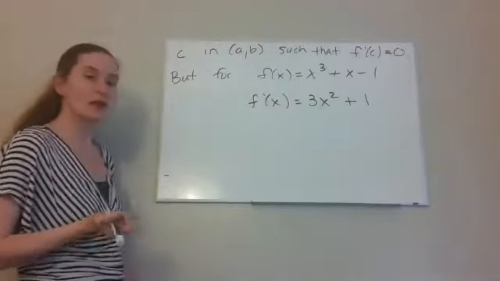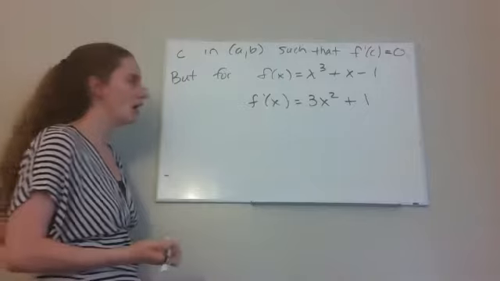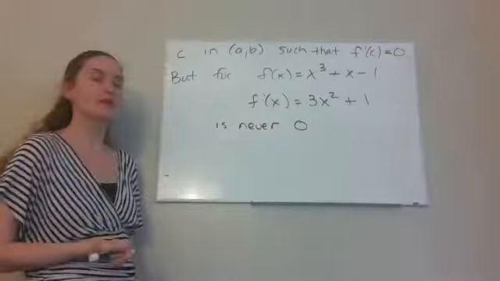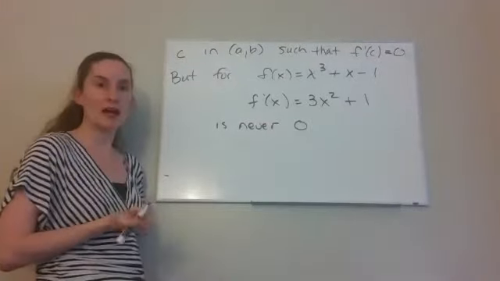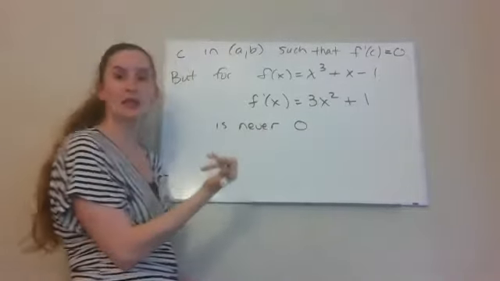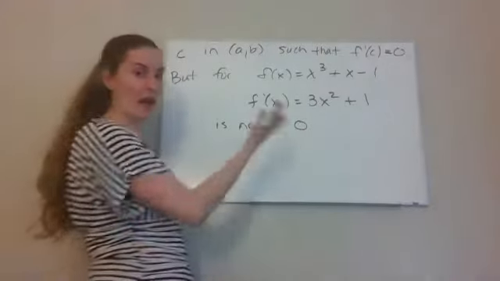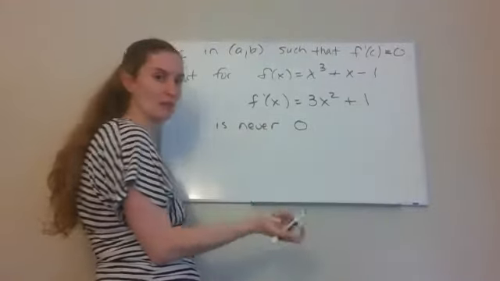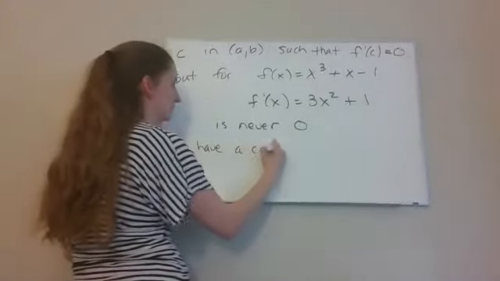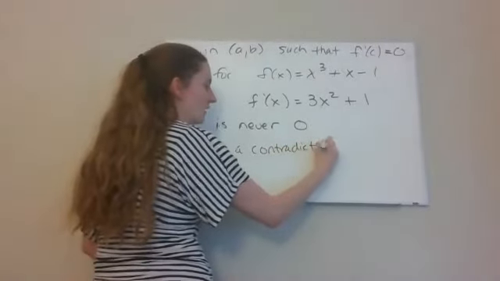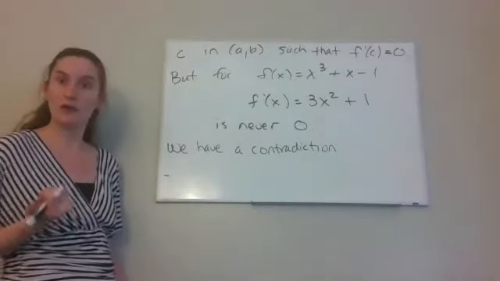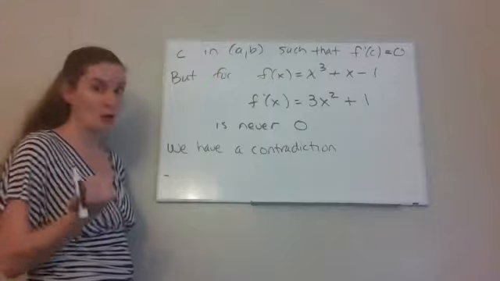And is that ever going to be 0? No, it's not. This derivative is never 0 because no matter what I plug in for x, this 3x squared is going to be something that's not negative. It's either going to be 0 or a positive number. And then I'm adding 1 to it, so there's no way this derivative can be 0. So we have a contradiction. Our contradiction is against our assumption that there was more than one root. So therefore, there's only one root.